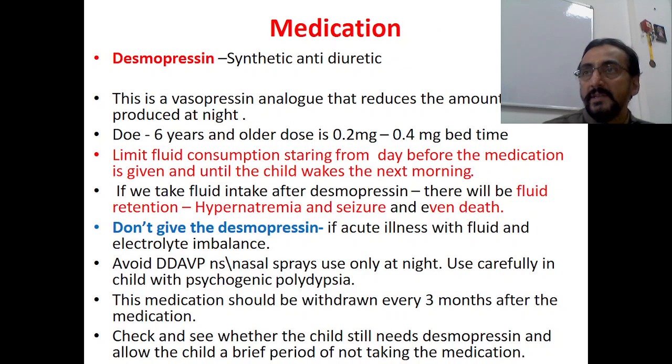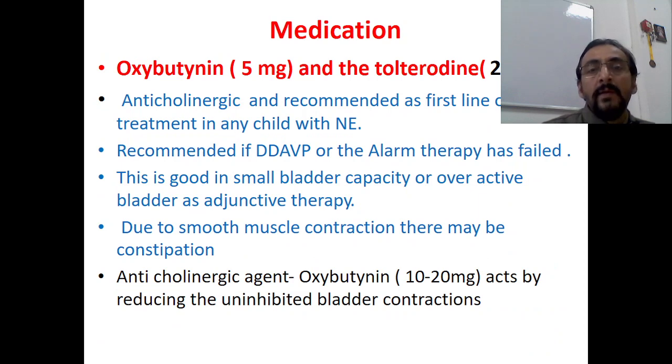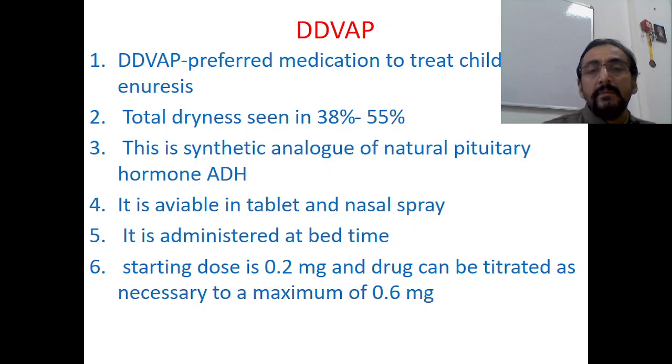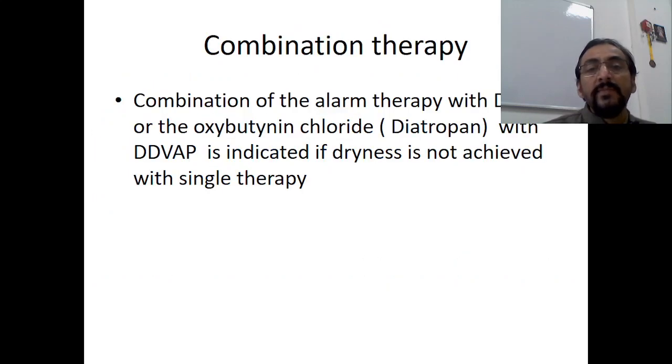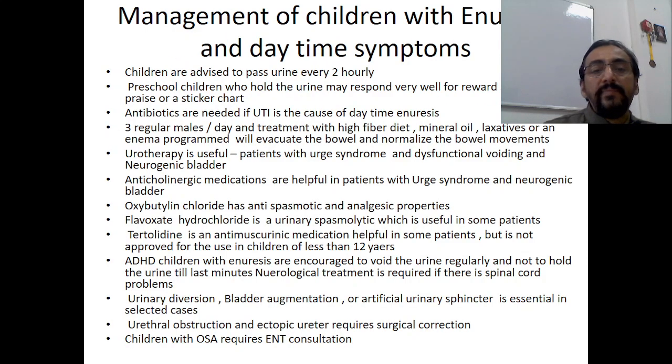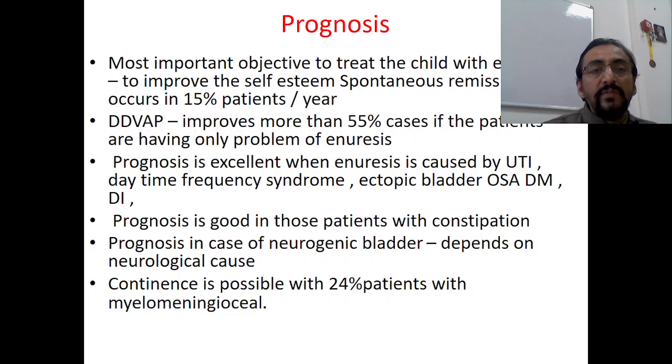And there are so many medications which are explained in the context, which we will not discuss much here. Just for information, desmopressin is given, then oxybutynin is given, because we are going to discuss the Ayurvedic way of management. Imipramine is one of the very important drugs which is given. DDAVP is the preferred medication nowadays to treat children with enuresis. Combination therapy, alarm therapy with DDAVP, can also be given. Looking at the prognosis, the most important objective in treating the child with enuresis is to improve self-esteem. Spontaneous remission occurs in 15% of patients.